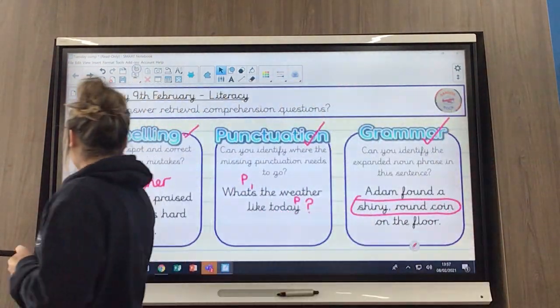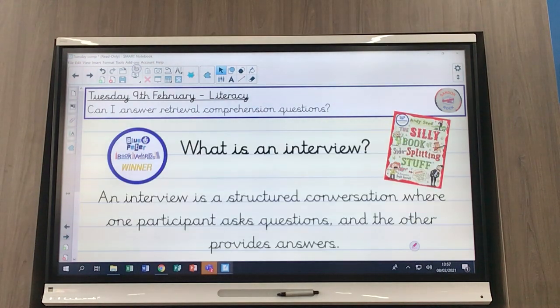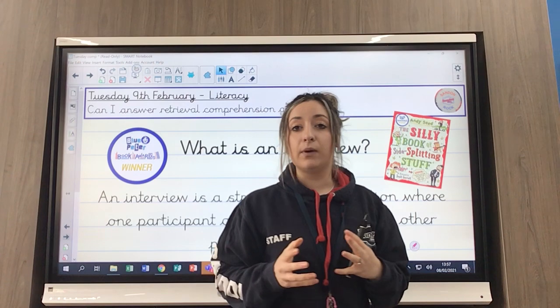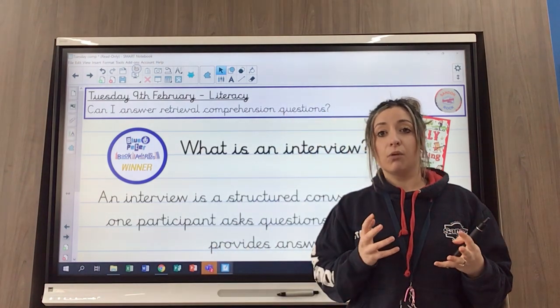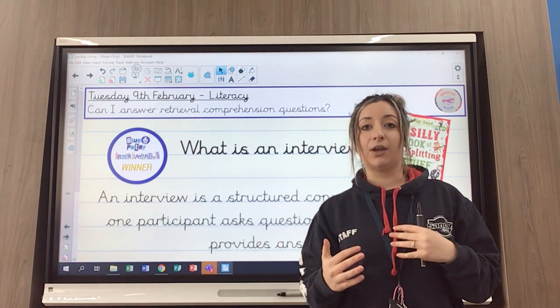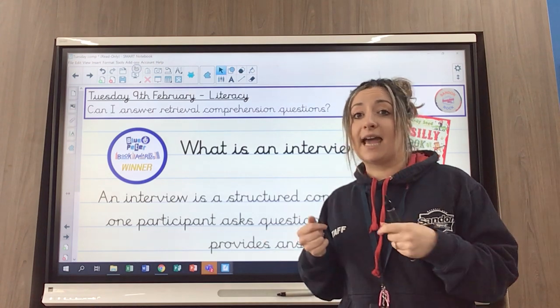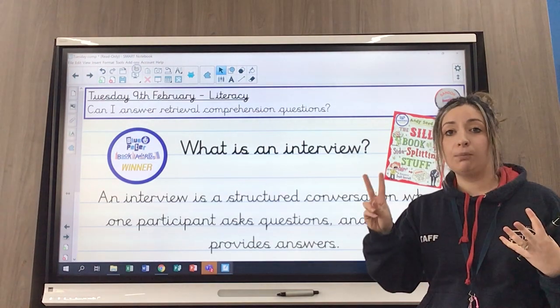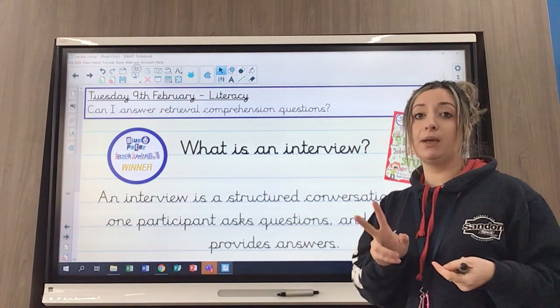Now our learning question for today is to answer retrieval comprehension questions. You'll notice that today we are looking at an interview. So I want us to just have a look at what an interview is, and what interview we are looking at today. An interview is a structured conversation where there are two participants. That means there are two people.